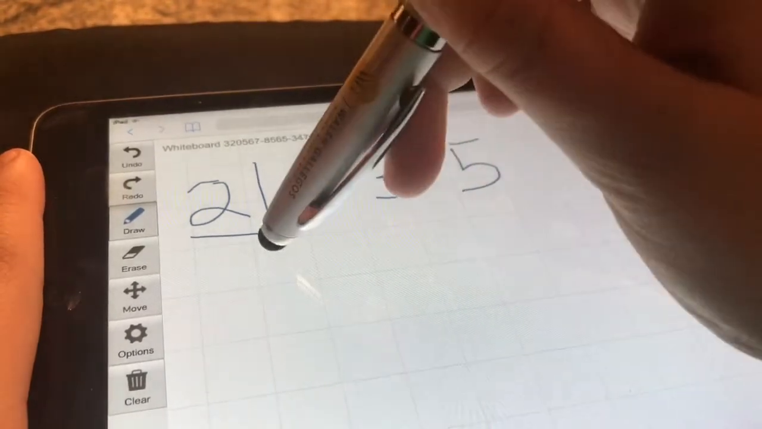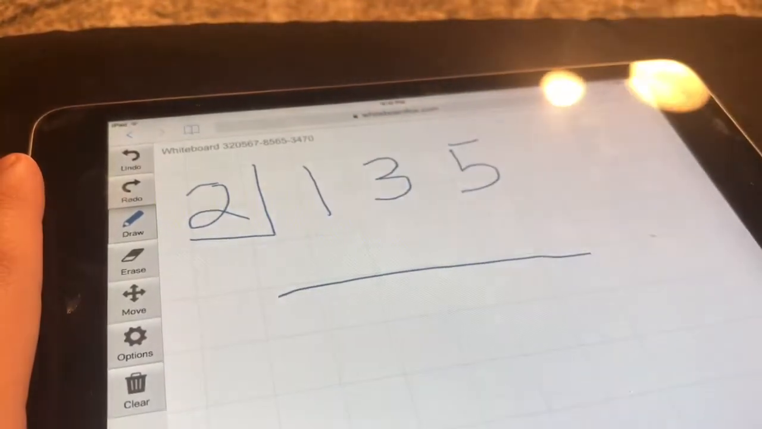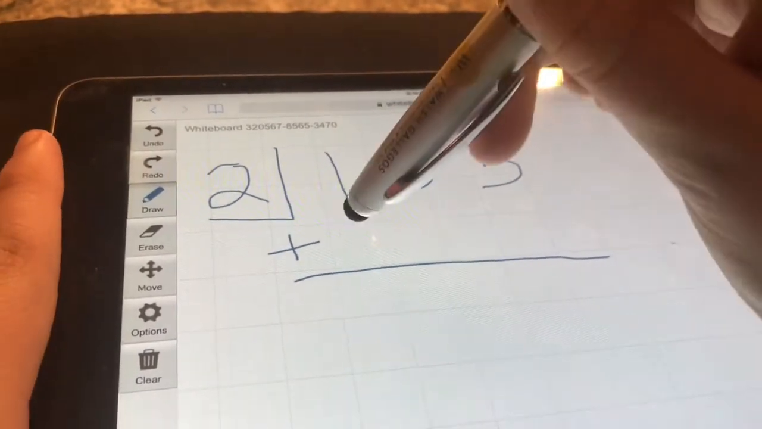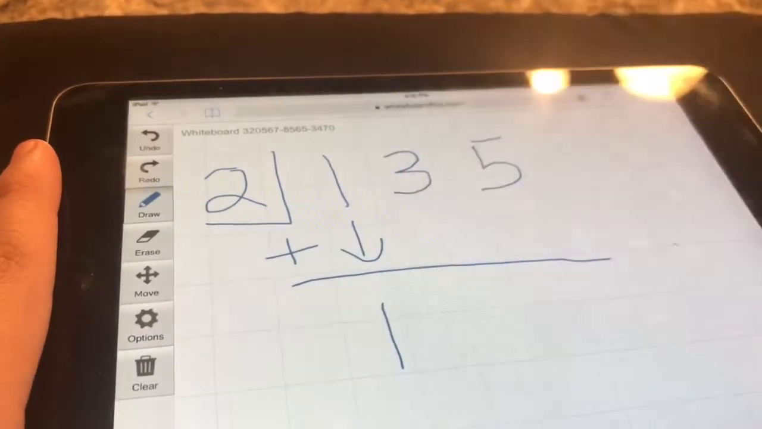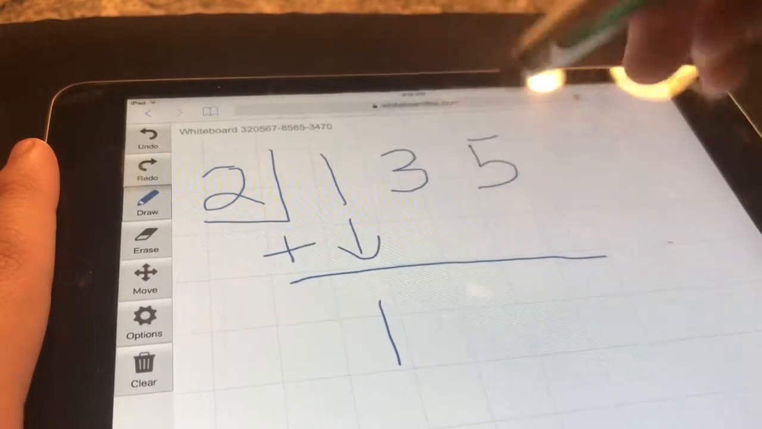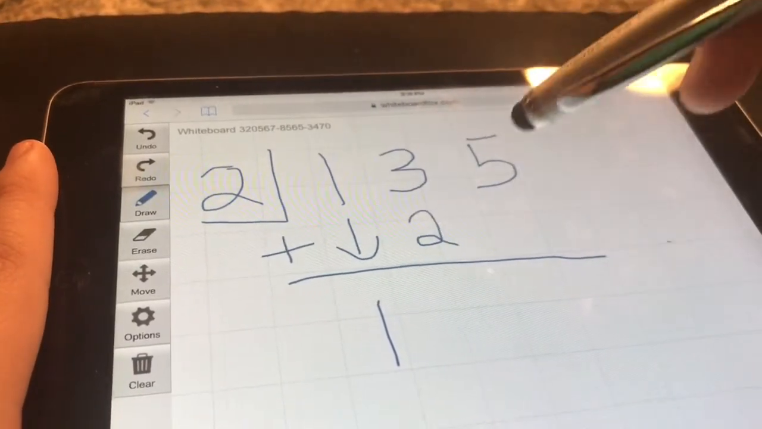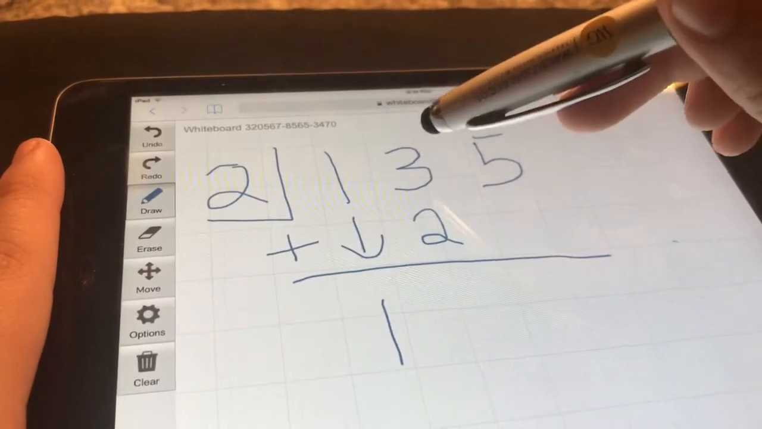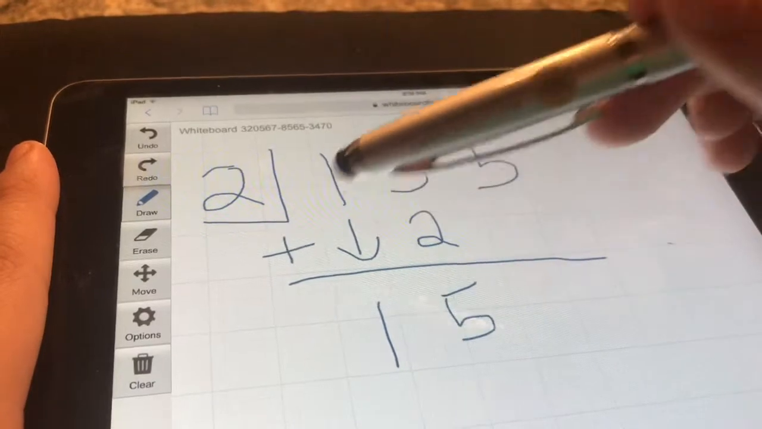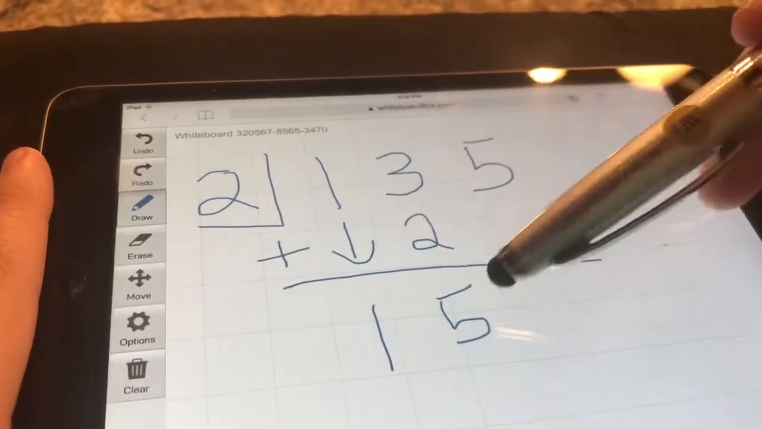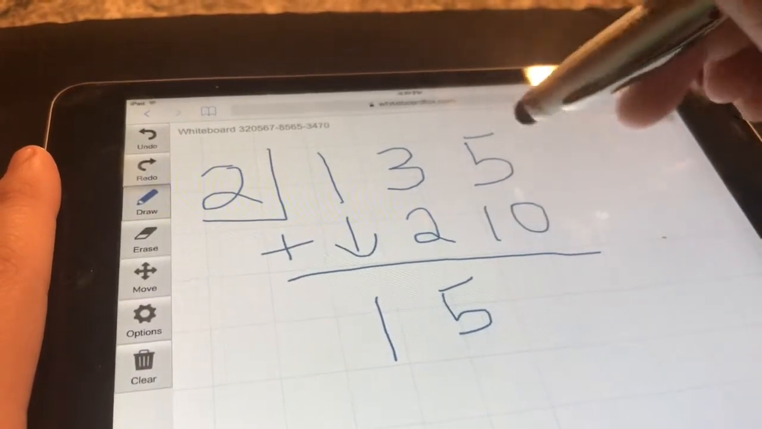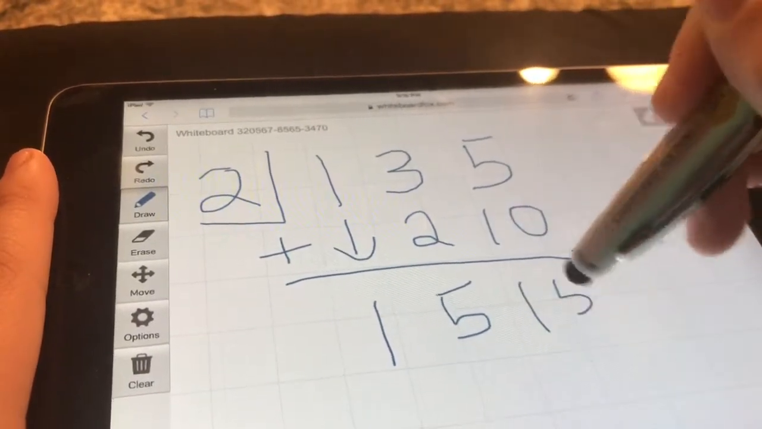So the next thing you want to do is draw a line under it and then put a little plus sign right here. The first step is to bring your 1 down like that. And then you want to multiply your 1 by your 2. So 1 times 2 is 2, and then 3 plus 2 is 5. You just add, because there's a little addition symbol there. Then 5 times 2 is 10, and 5 plus 10 is 15.